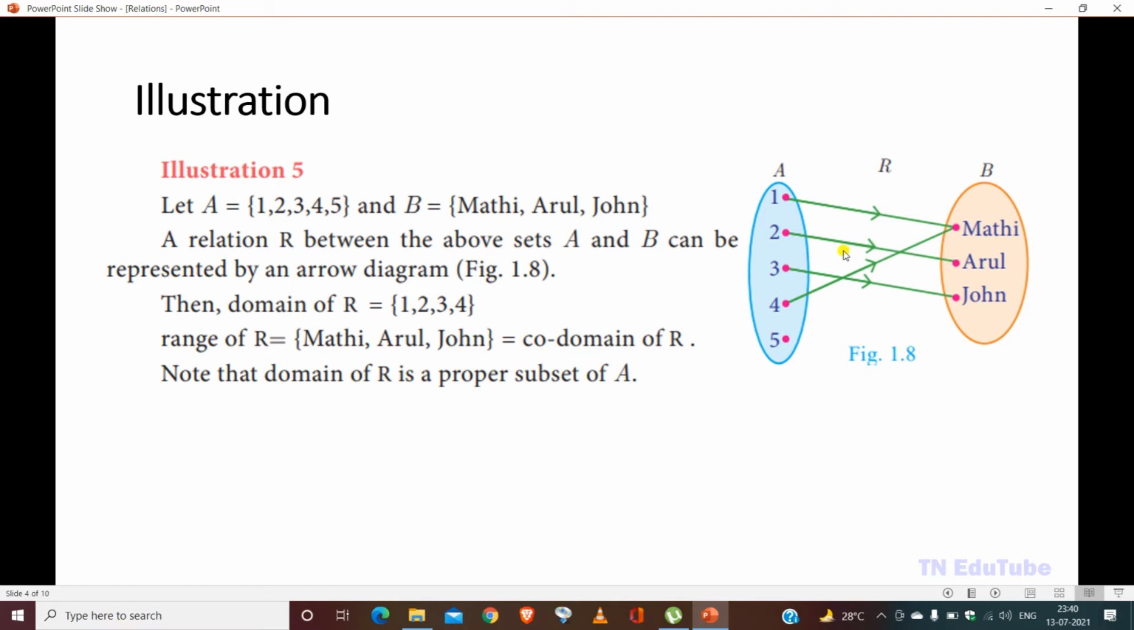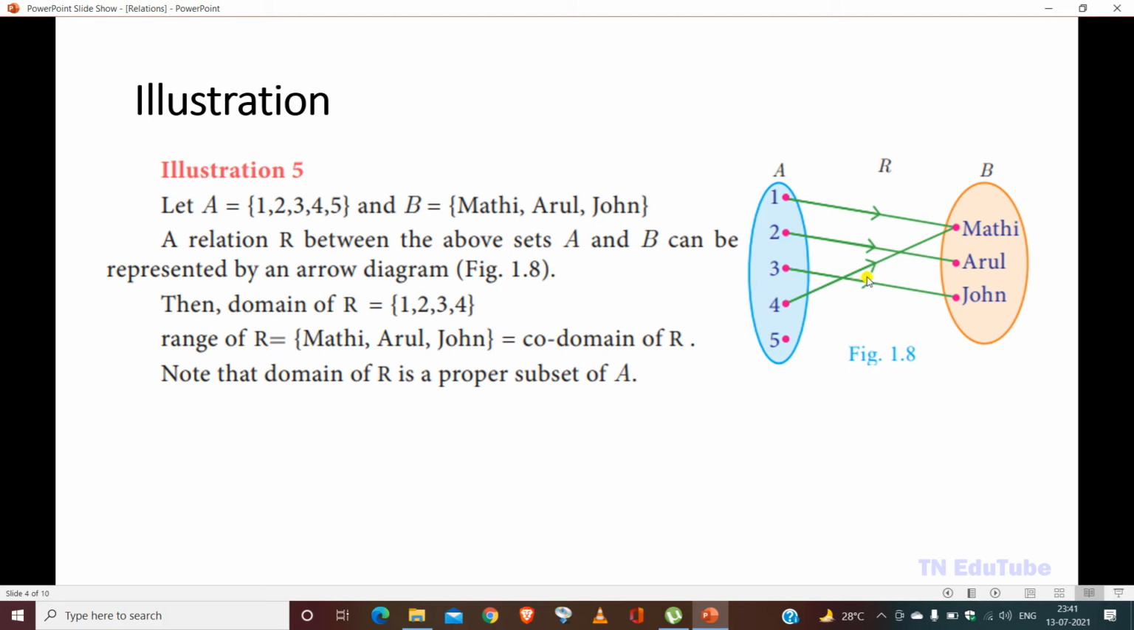We have to find out the domain, codomain, and the range. See the domain, as I said already: the domain is the elements in the first set which are related with an element in B. See here, 1, 2, 3 and 4 are related, isn't it? So these 4 elements are called the domain of R. That is, 1, 2, 3, 4 is called the domain.